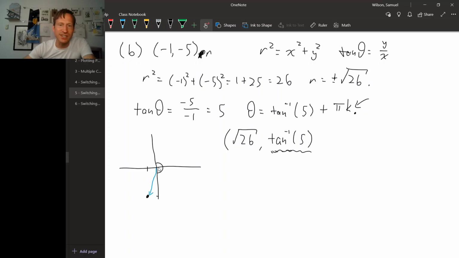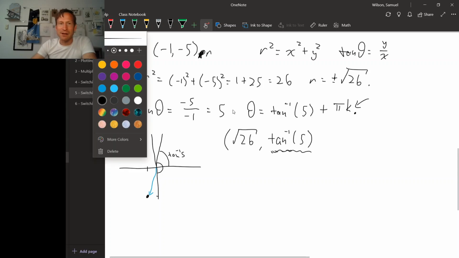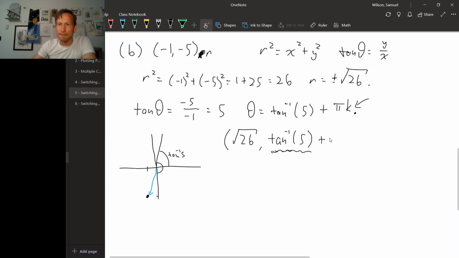So inverse tangent gives us this angle. So this is inverse tangent of 5. You can see that the angle inverse tangent of 5 is not pointing in the direction we want. So we need to add pi here. And that will give us an angle that points towards the point instead of away from it. Okay, and of course, now that we have figured out one angle that works, we can add 2 pi k, where k is any integer.